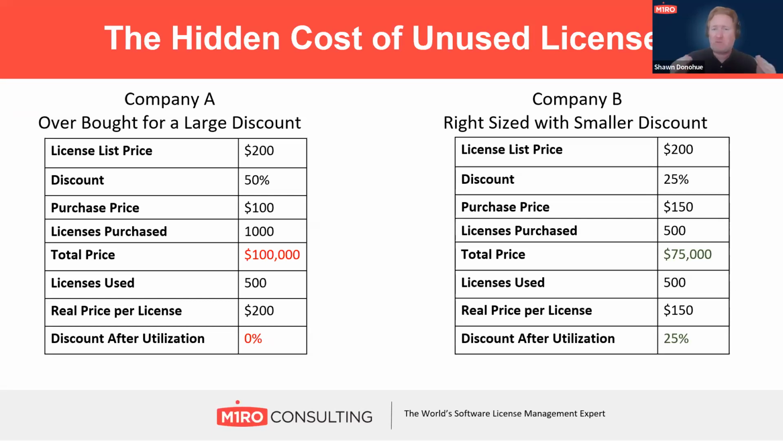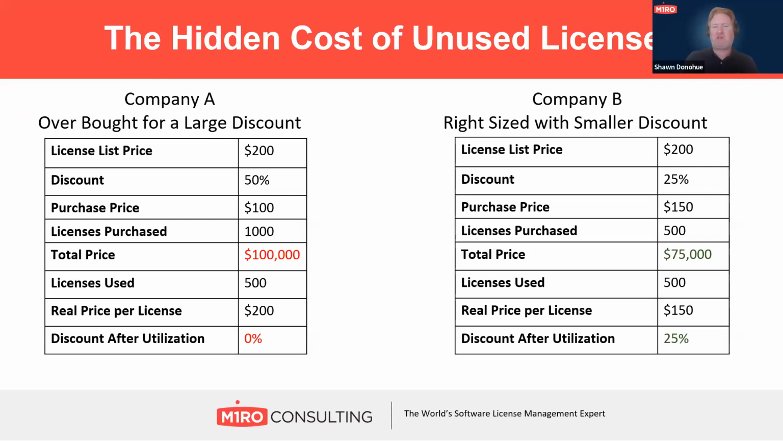And keep in mind, you can always buy more. You can never buy less. So with your company B here, if it turned out to be 600 or 700 or 750, you could just go buy more of those licenses. Clearly, you wouldn't have gotten the best discount, but it's not like you couldn't get them. So company A purchases 1,000, company B purchases 500. You can see the total price there, 100,000 versus 75, right?